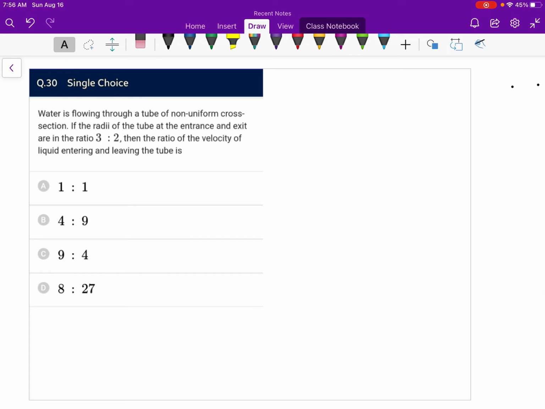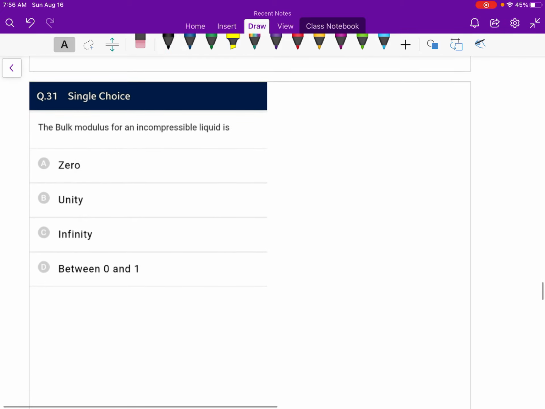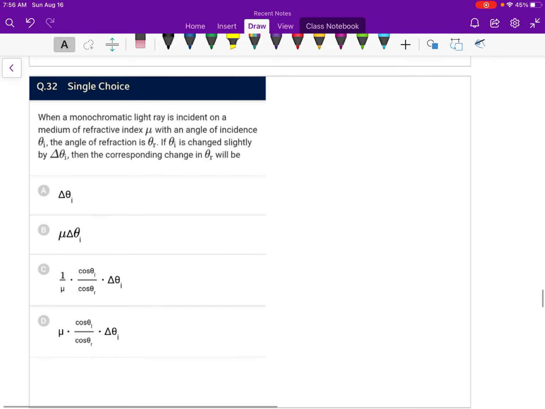Water is flowing, then the ratio of the velocity of the liquid entering and leaving. So V1 upon V2 is A2 upon A1, that is R2 square upon R1 square, that is 4 by 9. So B is the correct option from the continuity equation. The bulk modulus for an incompressible liquid. So bulk modulus is defined as minus delta P upon delta V by V. Now delta V is 0, that means bulk modulus is infinity. So C is the correct option.